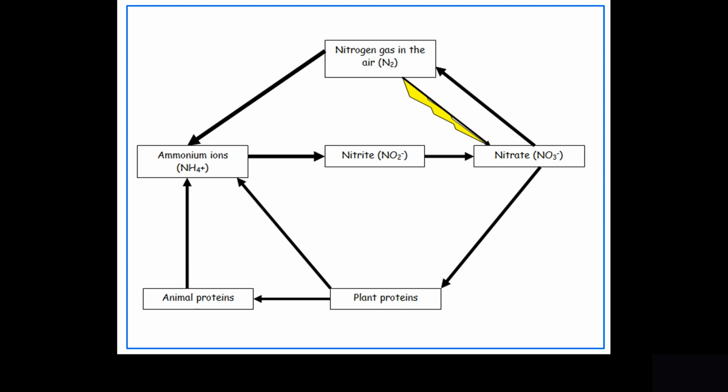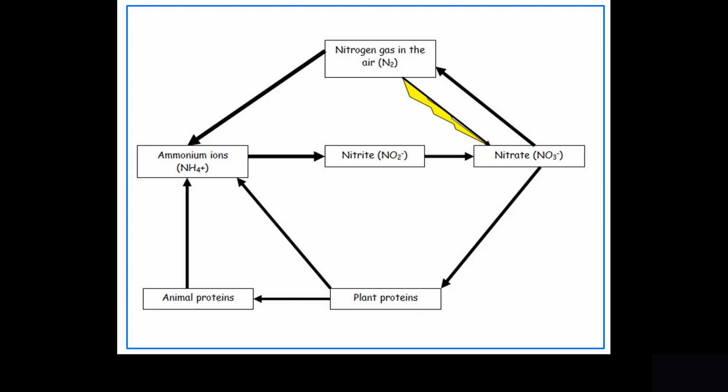Okay, so the nitrogen cycle isn't really something that you've studied in such detail before. But again, if we start at the top of the diagram, you'll see that nitrogen atoms exist as nitrogen gas in the air as the molecule N2. So two nitrogen atoms joined together. And if anybody remembers their chemistry, you'll know that those two atoms are joined together by a triple covalent bond, which is really, really strong.